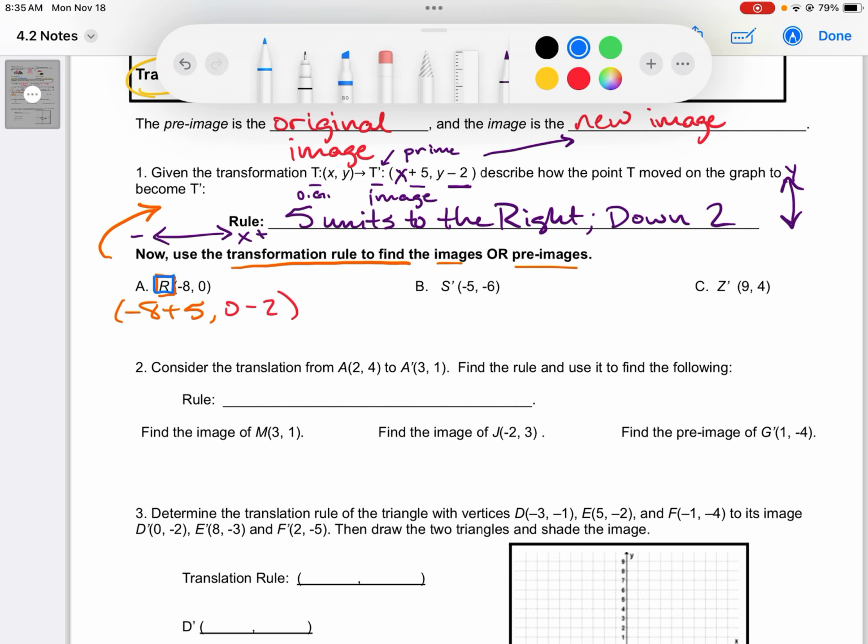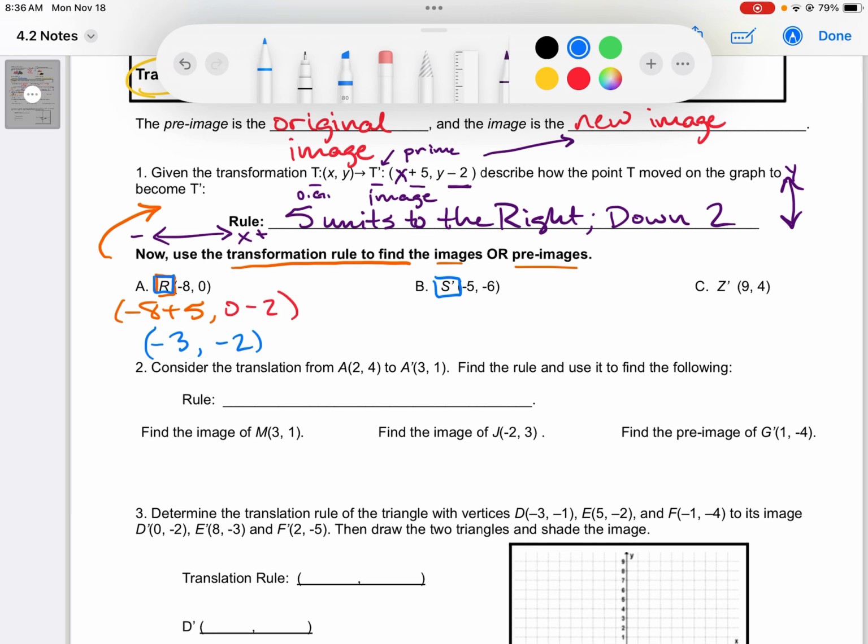And so this is just a single point R, and it was located over at -8, 0. So it was on the x-axis, 8 units to the left. But after we apply these transformations, it's going to now be at -3, -2. It's been moved to the right 5 and down 2.